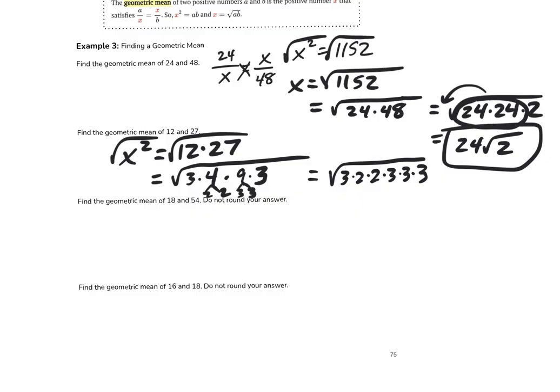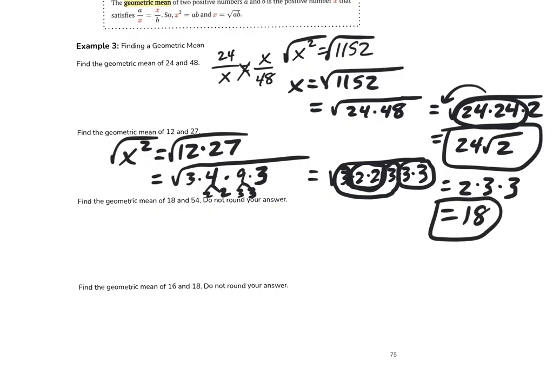So I got a pair of 2s. I got a pair of 3s, and then I got another pair of 3s right here. So I have a 2 and 2 3s. Do I have anything left inside that's not paired up? No. So on the outside, I would have 2 times 3 times 3, which would give me 18. So here we don't have a radical left as our answer, right?